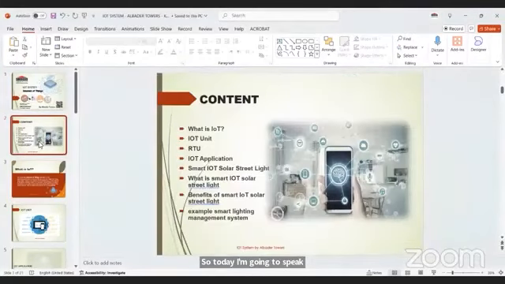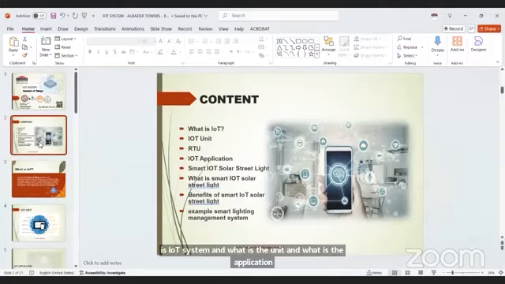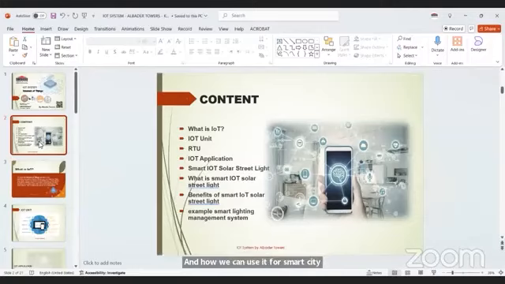So today I'm going to speak about what an IoT system is, what the unit is, what the applications are, how we can use it for a smart city, and also what the benefits are. Actually, the topic is very big, but I will try my best to keep it to 15 minutes, as much as I can.